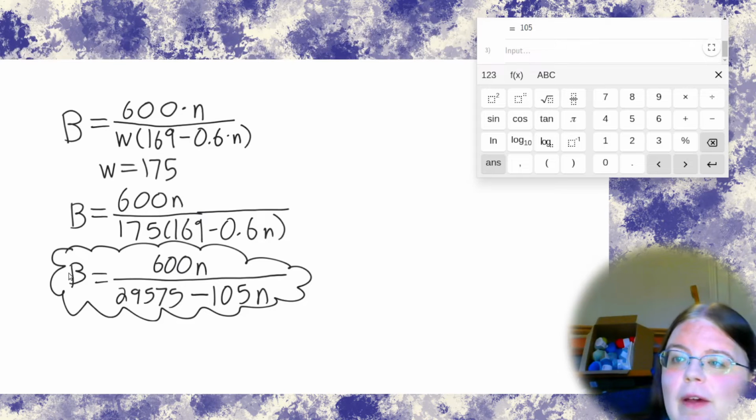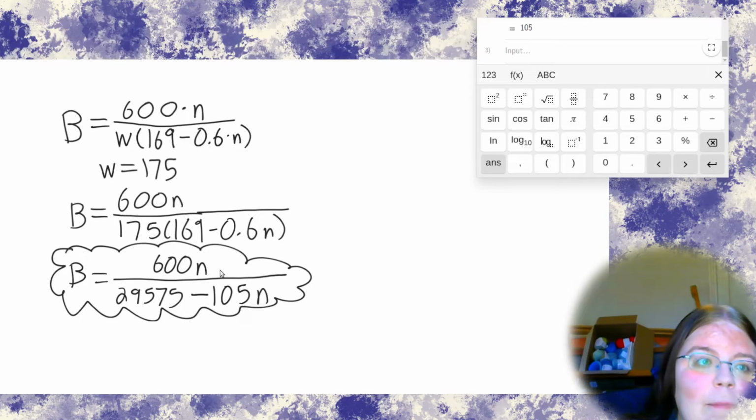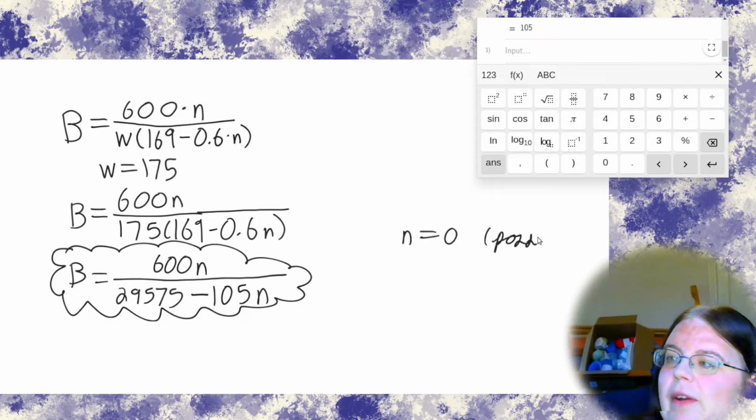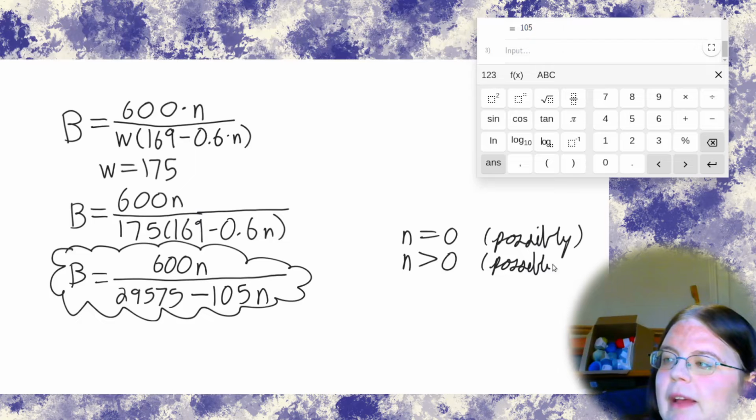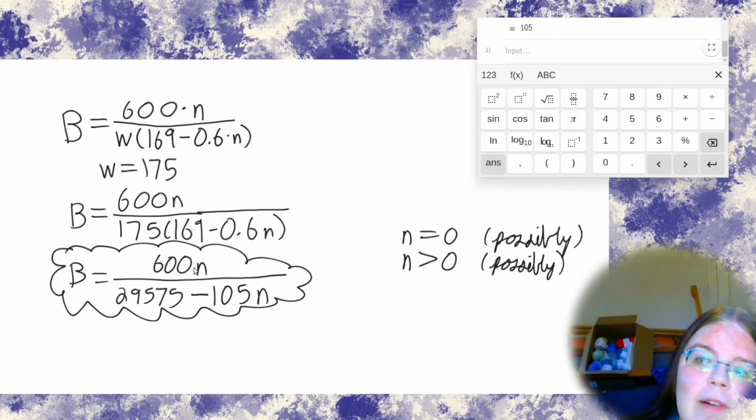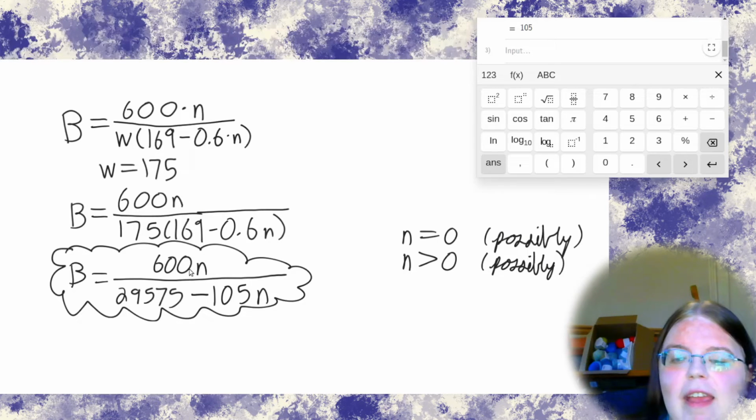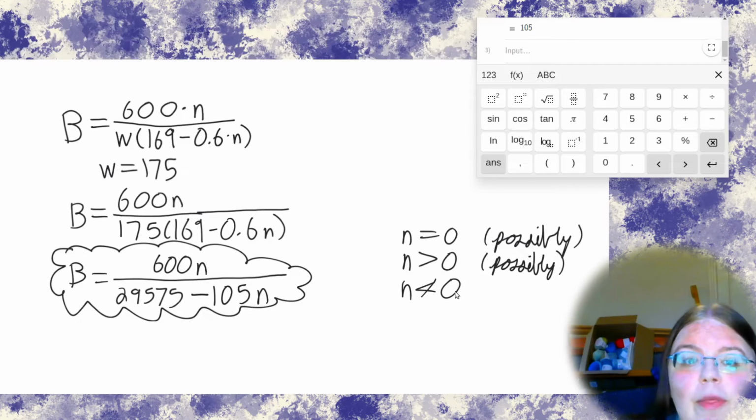And we can think about numbers that make sense for this. It's possible that Frank could drink 0 drinks, so N could be 0. It's also possible that Frank could drink a positive number of drinks, so N could be greater than 0, possibly. I know it's not possible for Frank to drink a negative amount of drinks. There is no such thing as negative alcohol. So we know that N is not less than 0. Although it would be possible to drink, say, half a drink or 3/4 of a drink.